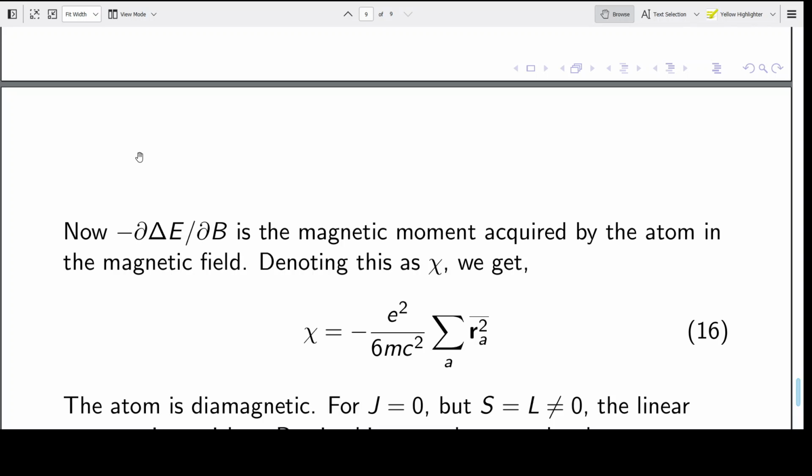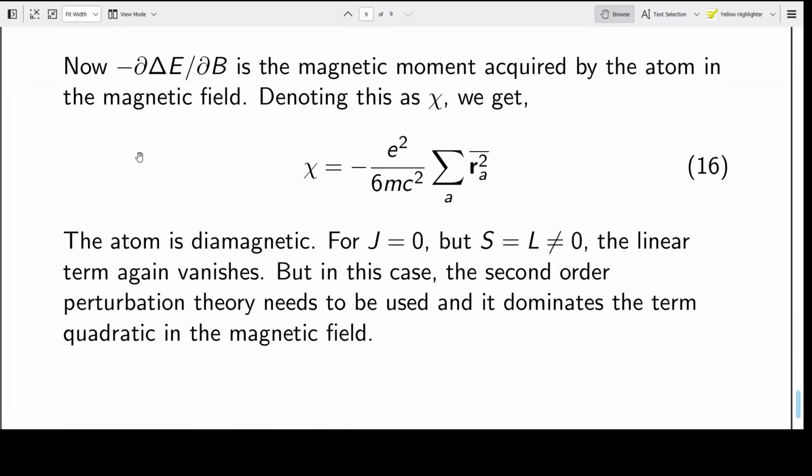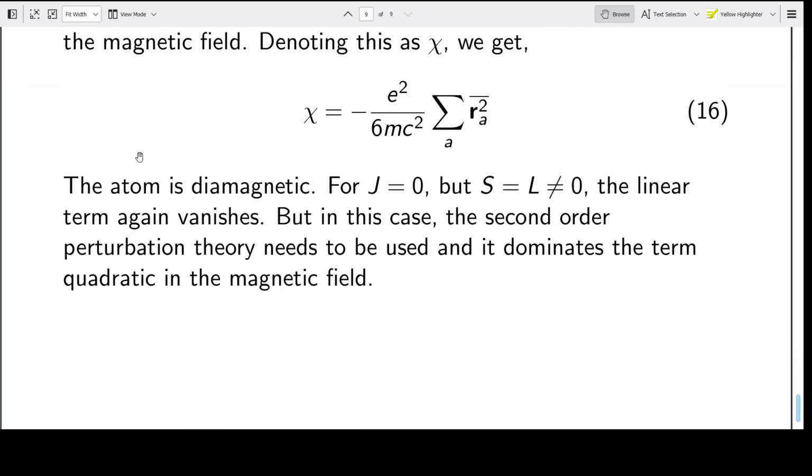Delta E divided by delta B is the magnetic moment acquired by the atom in the magnetic field. Denoting this as chi, we get chi is equal to minus e square by 6mc square times the sum over R_a square, so the atom is diamagnetic since chi is negative. For J equal to 0 but S equal to L not equal to 0, the linear term again vanishes. But in this case, second order perturbation theory needs to be used and it dominates the term quadratic in the magnetic field. Thank you.